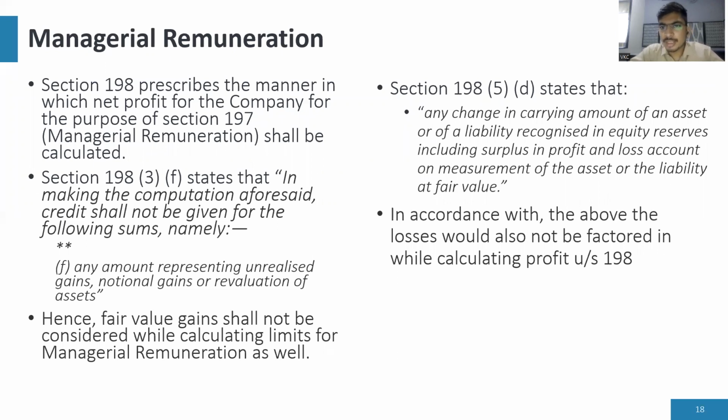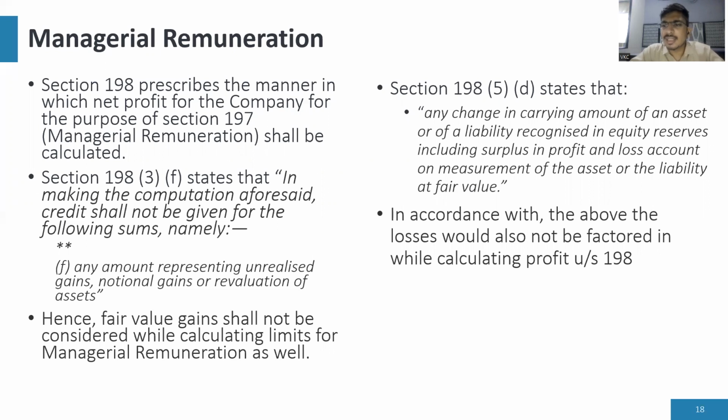However, there is another clause to section 198, subsection 198(5), which talks about the deduction that would be provided. So what all items can be deducted? Over there, it is given that any change in carrying value for the item. So 198(5) particularly prescribes what all items would not be required to be affected, or what all items would not be required to be adjusted.